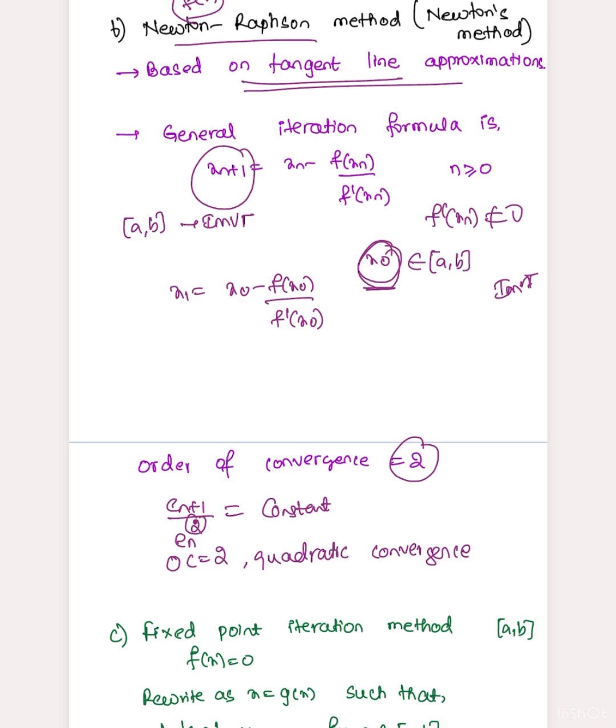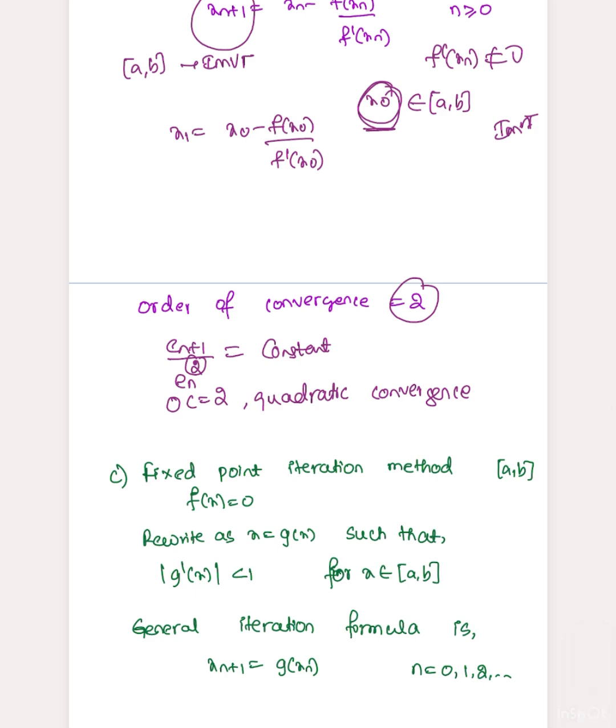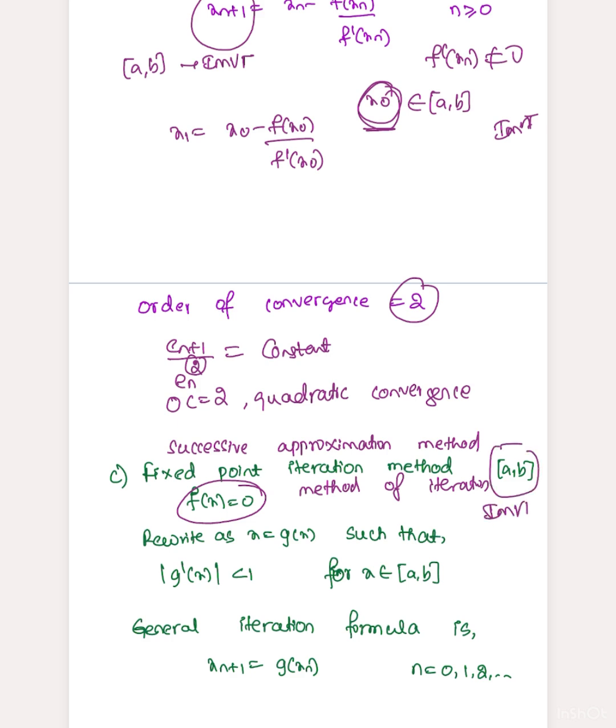Now we see one more method, that is called fixed point iteration method. Sometimes it is called successive approximation method, or method of iteration. Here also the problem is given in terms of f of x is equal to 0. Again we have to find the test interval AB, which is based on intermediate mean value theorem. Here a and b are consecutive integers such that f of a into f of b is less than 0.